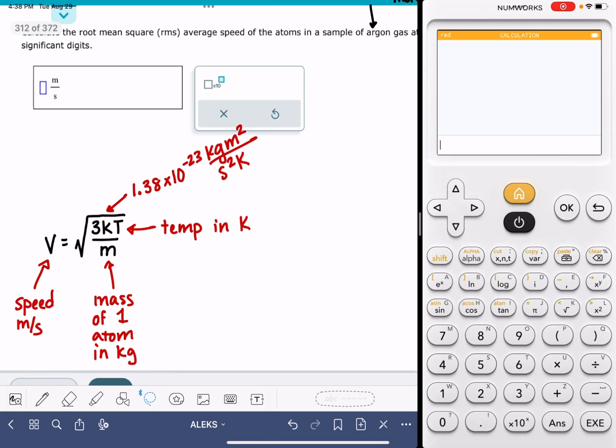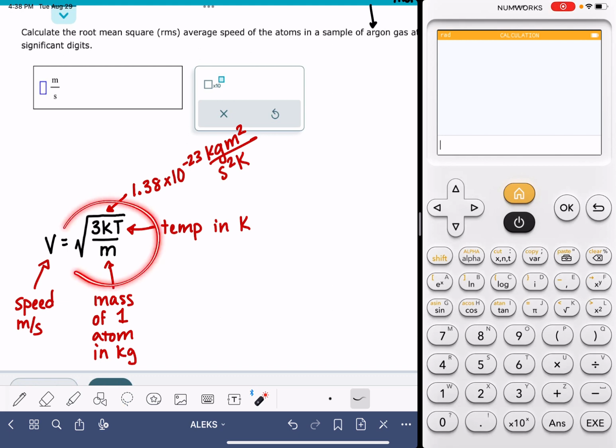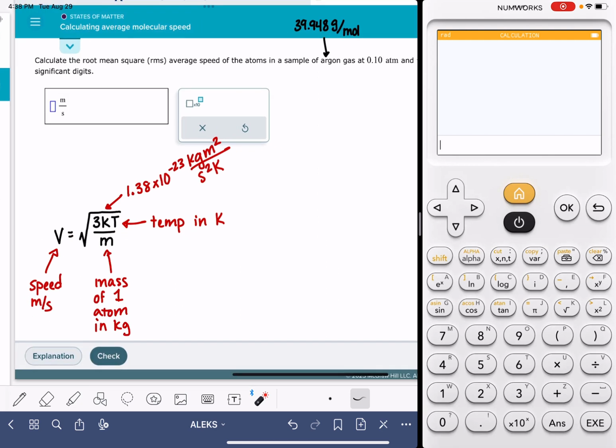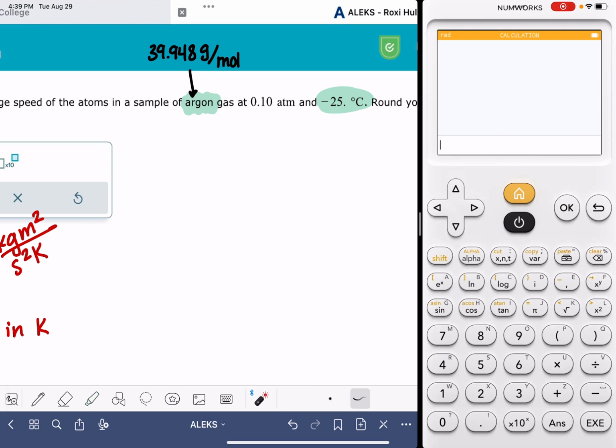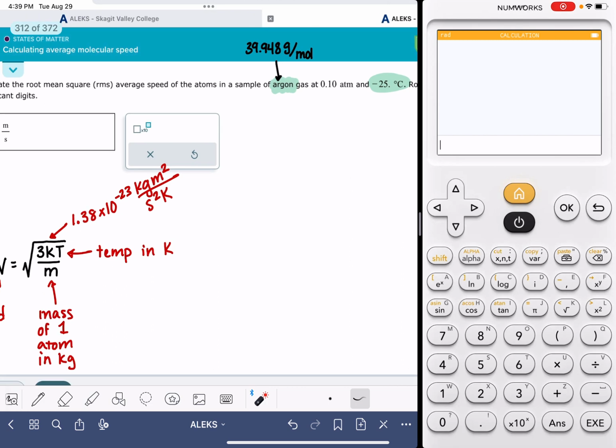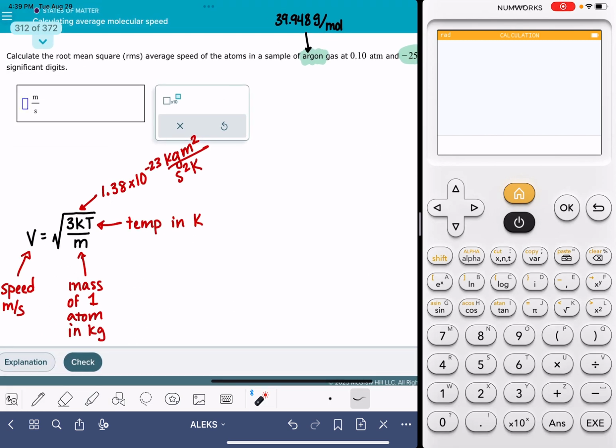All that we need to do for this problem is actually pretty straightforward once you know the equation. All we need to do is plug in the value of the temperature, which is going to be given to us in the problem. Of course, it's giving it to us in Celsius, so we're going to have to do a unit conversion. And then we're also going to have to plug in the mass of the atom. Every problem gives you a slightly different atom. This particular problem is having me calculate this for argon. I went ahead and looked up the molar mass of argon and copied it down right there. If you don't have argon, you're going to need to look up the molar mass of whatever atom you do have.